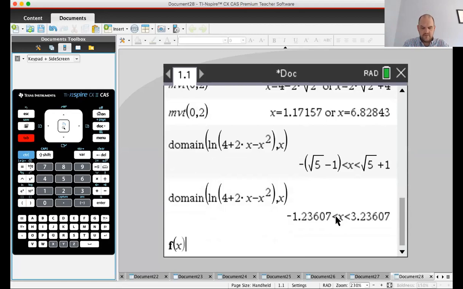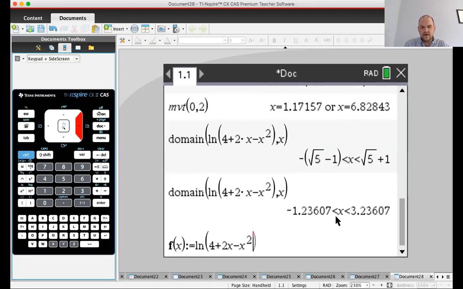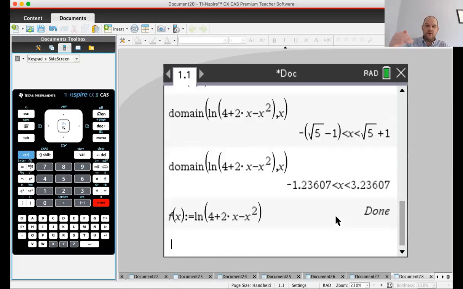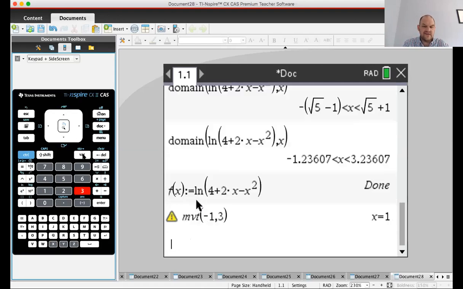So f of x is this crazy natural log function. Derivative of natural log, 1 over u times the derivative of u. So in this case, it would be 1 over 4 plus 2x minus x squared times the derivative of that, which is 2 minus 2x. So that would be the derivative, but we're never even going to see it because we're just going to use our MVT program and go from negative 1 to 3, and I'll press enter.